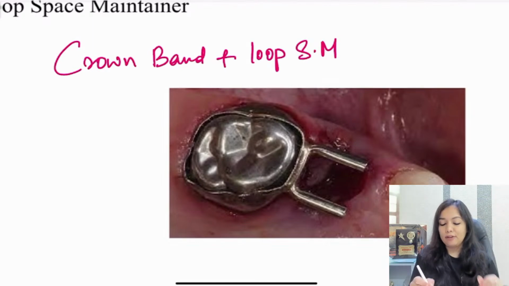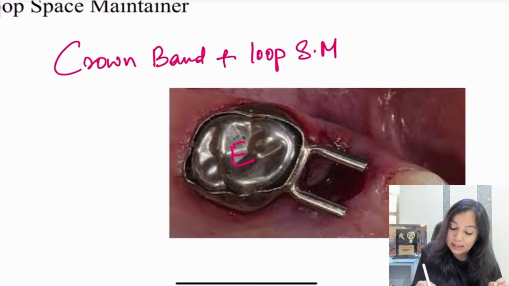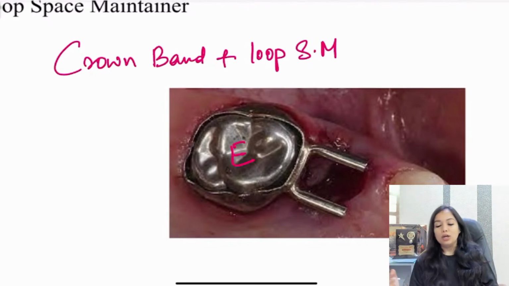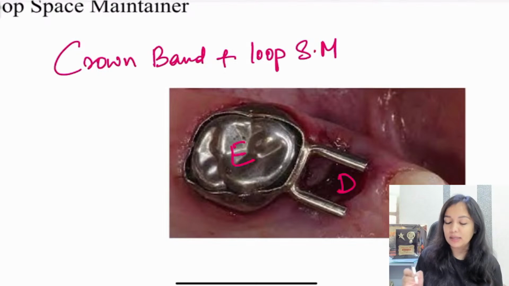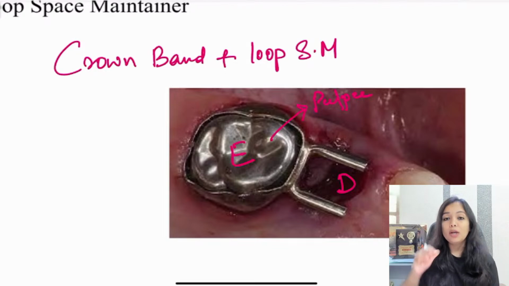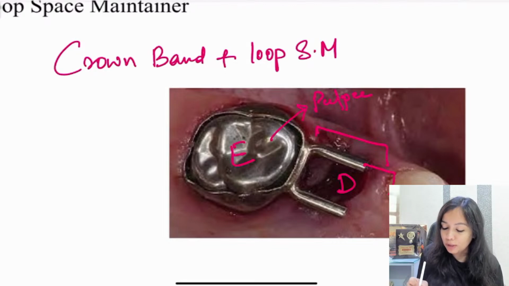What happens, for example, this is an E, the primary second molar. In case of a primary second molar, if it is decayed, but you can still save it by pulpectomy, but the D here is grossly decayed and you need to get it extracted. So you do the pulpectomy over here, and after pulpectomy, what do you do? You place a crown. Then you know that you have to maintain this space. So for this, you have to put a loop over here.